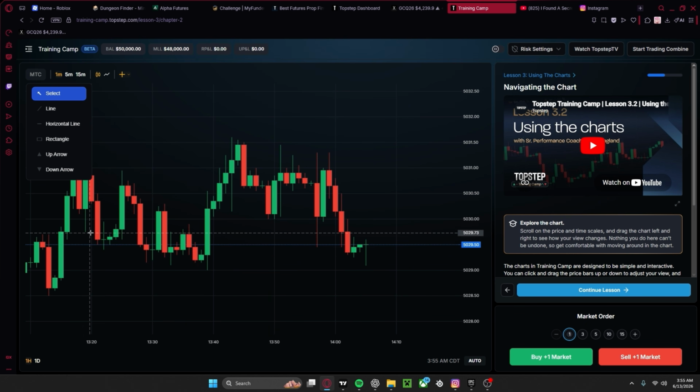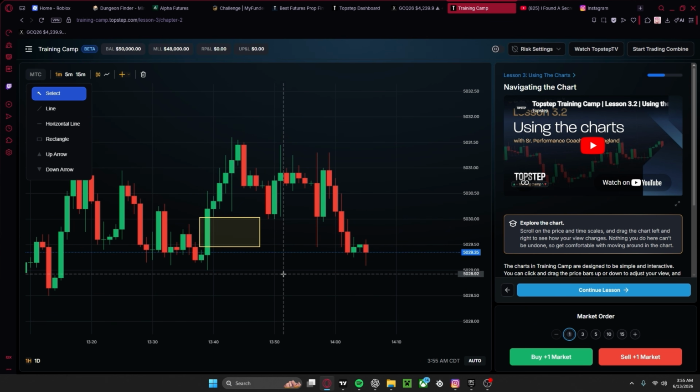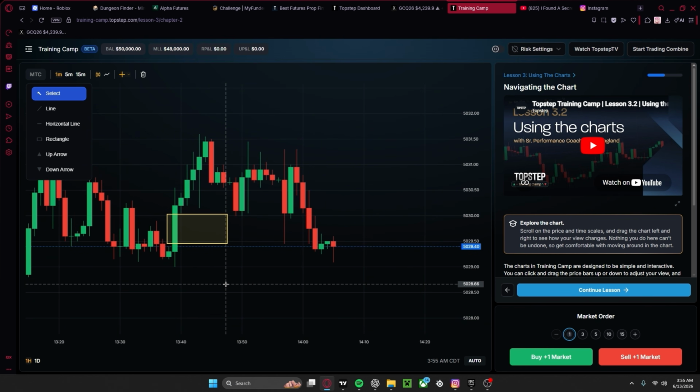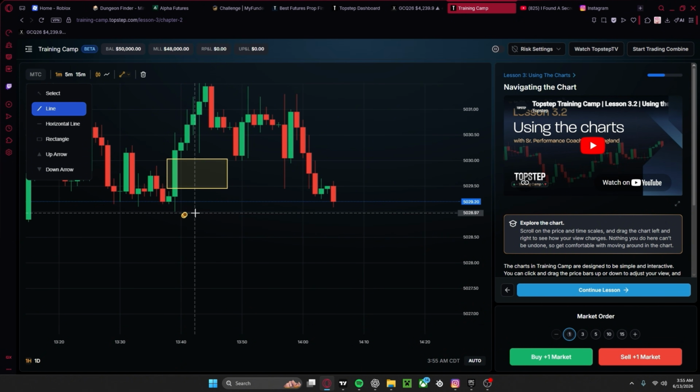We got one, two, three, four right now. I'm just gonna mark the ones that are recent. So we got one right here. So this one is recent. Okay. So looking at the market right now, I'm gonna draw my horizontal line.